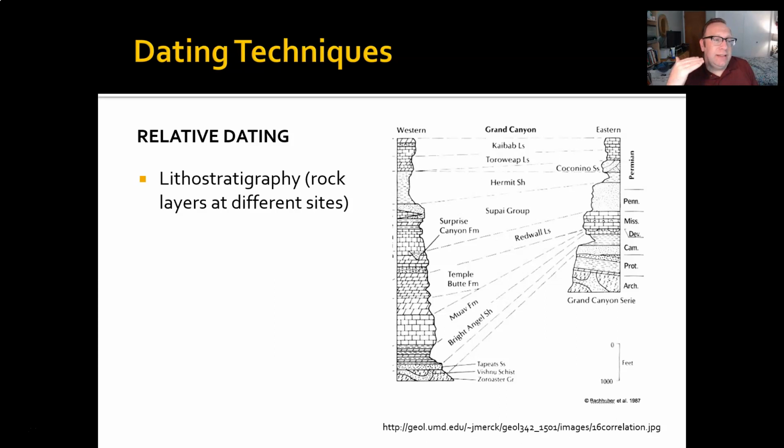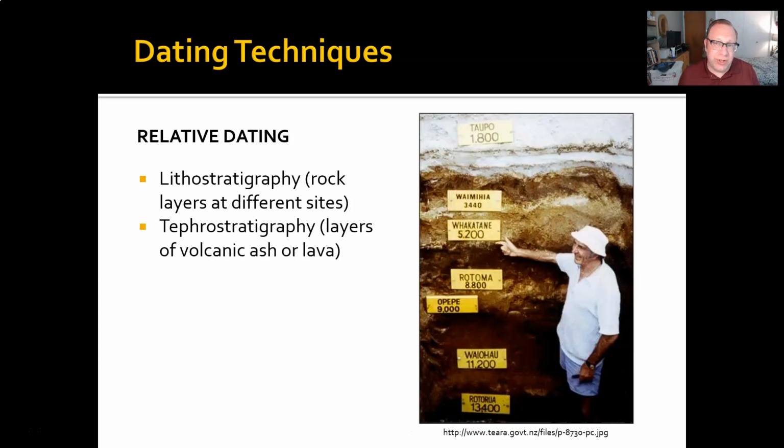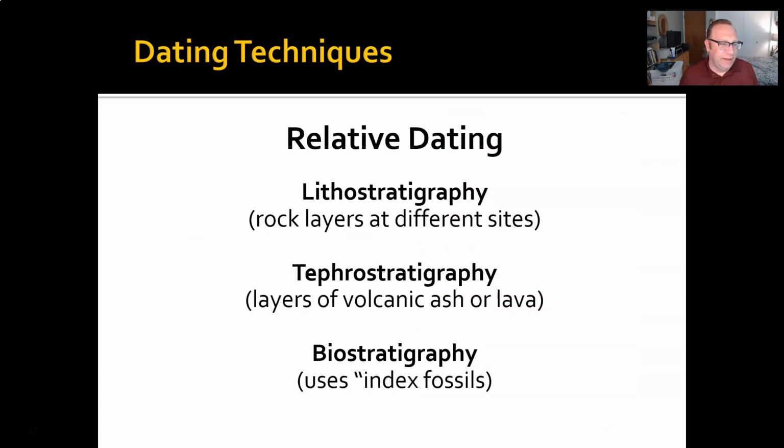Lithostratigraphy is the study of rock layers at different sites. Tephrostratigraphy is the study of layers of volcanic material, ash, lava, that sort of thing. And biostratigraphy is the use of index fossils and the principle of faunal succession in stratigraphy to establish the relative ages of a fossil.